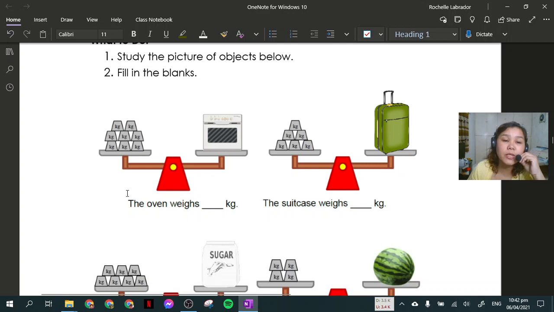So what you have to do is count the weights on the other side of the oven. So one of this means 1 kilogram. So you just have to count the number of weights in kilogram, and then you need to fill in the blank below each picture. And then the second picture, it's a suitcase. The suitcase weighs blank kilograms.